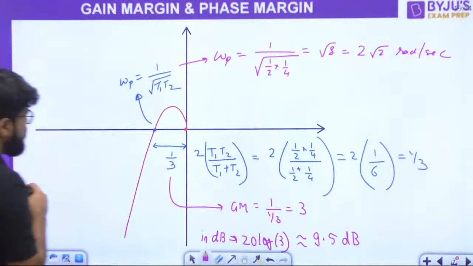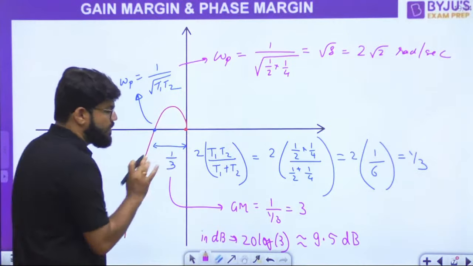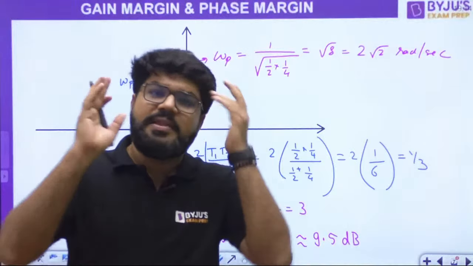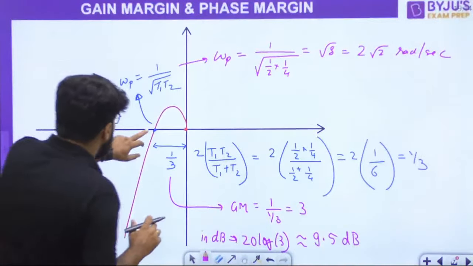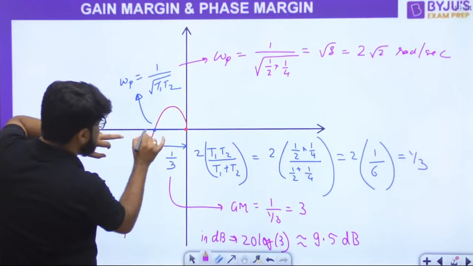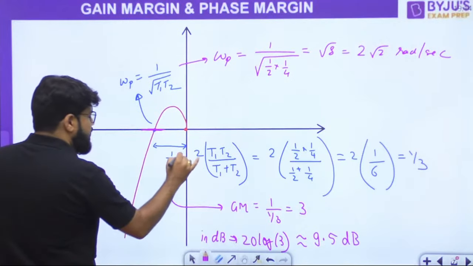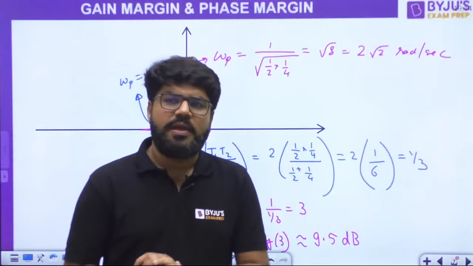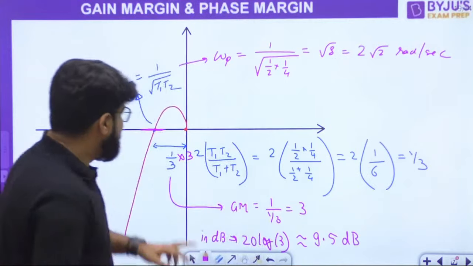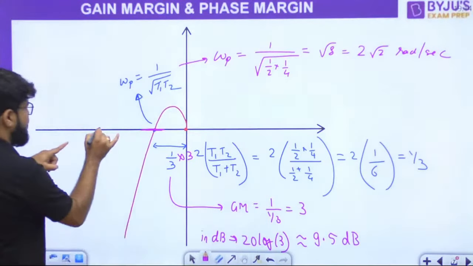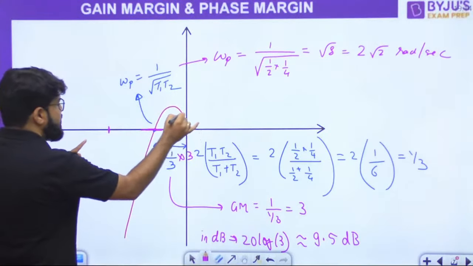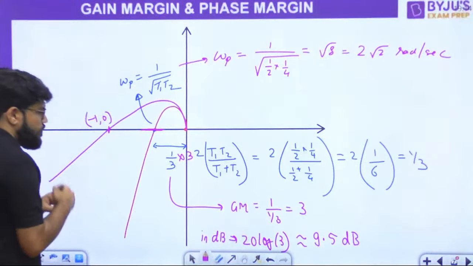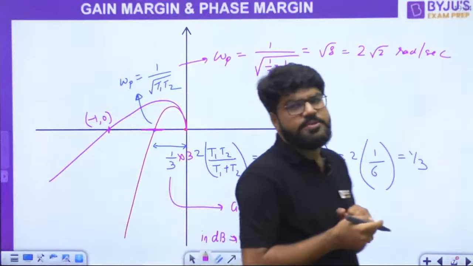Now see, try to understand one more thing here. The magnitude at omega p is 1 by 3. Why is the gain margin 3? What is the meaning of this gain margin equal to 3? It simply says that the current gain of the system is 1 by 3 when it crosses the negative x-axis. If I multiply it by 3, the gain will become 1. That means the Nyquist plot will shift and it is now going to pass through -1, 0.